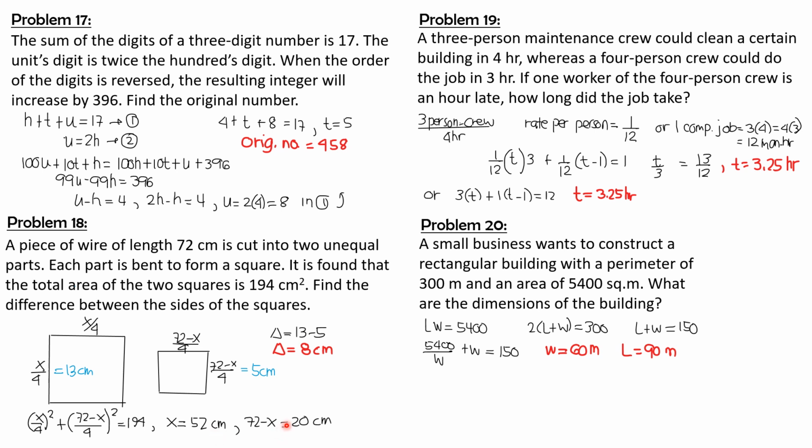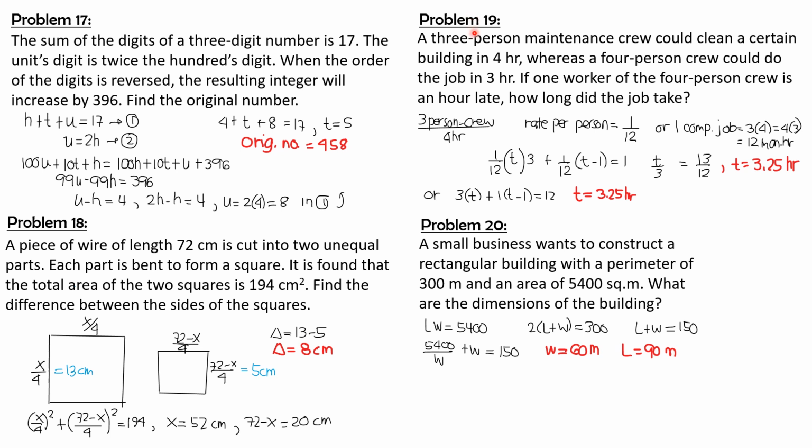Then 72 minus x, 72 minus 52 is 20. Divided by 4, 52 over 4, so the dimension of the bigger square is 13 cm, while the dimension of the smaller square is 72 minus 20 over 4, or 20 over 4, 5 cm. Therefore, the difference in dimensions, I'll call that delta, is 13 minus 5, so 8 centimeters.